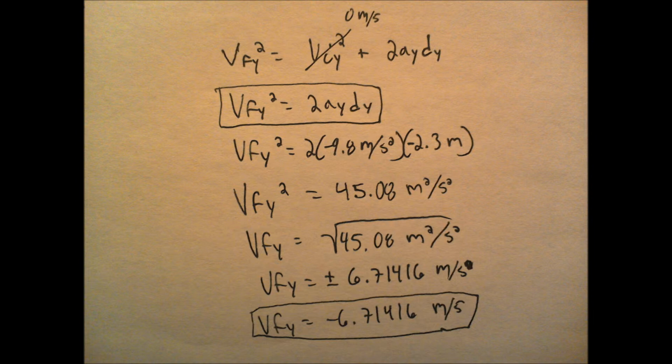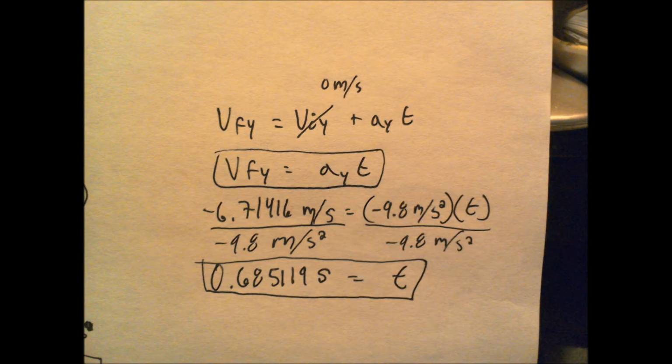If you follow my steps, I cancel out the vi squared because it's 0 meters per second, and then I just plug in my numbers to get vf of y, and it's going to be negative since the cat is going down. Then I plug it into this equation, canceling out y again, and then I solve for my time. Just using your numbers, this one's going to be positive.